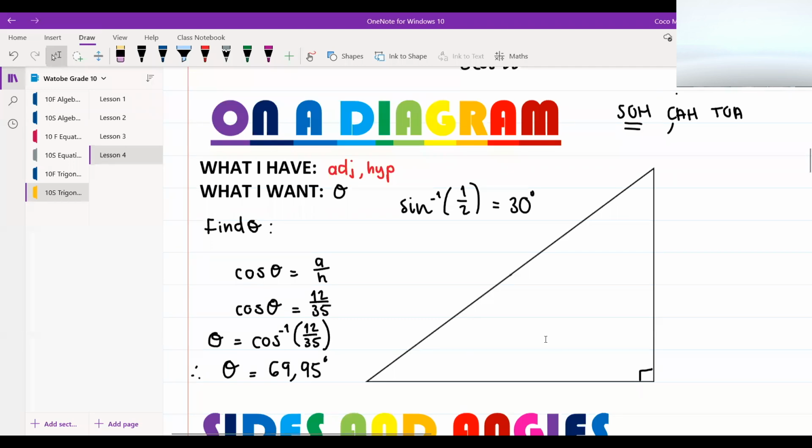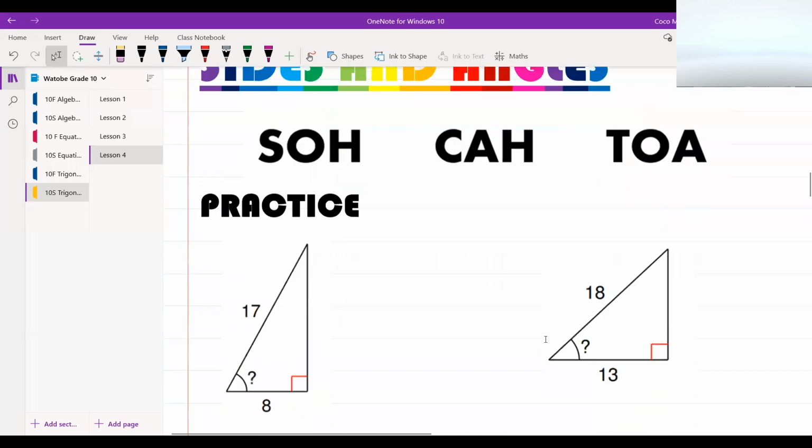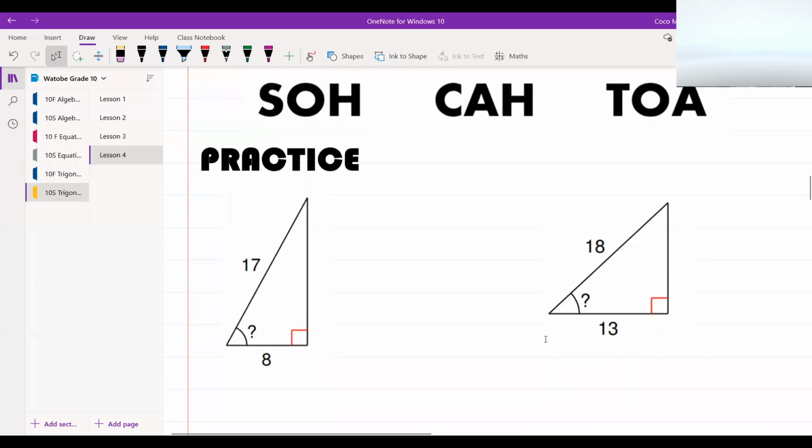Okay. All right, guys, let's do some practice. Here are 2 questions that we're going to do together. All right. Now, this side over here, this is my theta. Remember, the side right next to it is called something. And this side over here is called something. And then you guys have to think about, what do I have and what do I want? When you guys have found the answer, pop your answer in the chat for me.